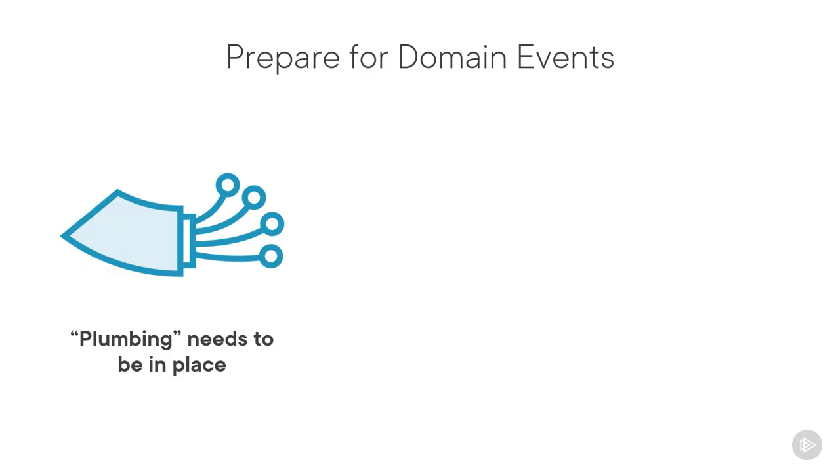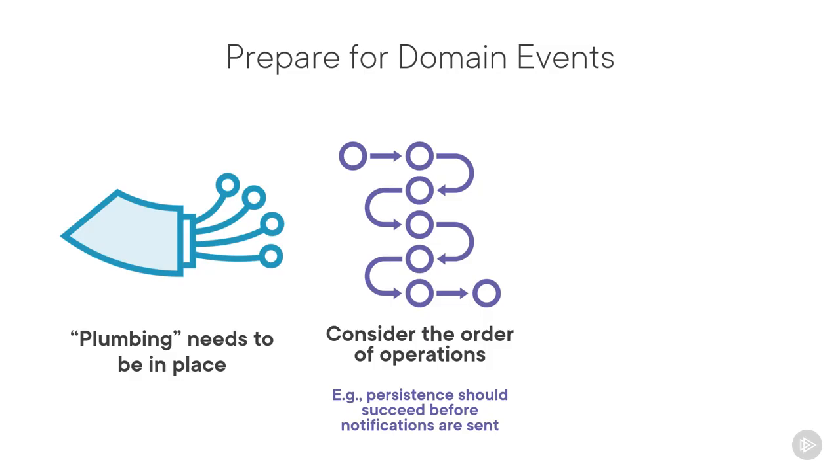Domain events is a pretty simple pattern, but you do need to have some plumbing code to support it. You also need to think about whether you want your events to fire before or after persistence. In many cases, what you really want is post-persistence events, for the reasons we mentioned above. You want to make sure your persistence succeeds before you send any notifications outside of your app.